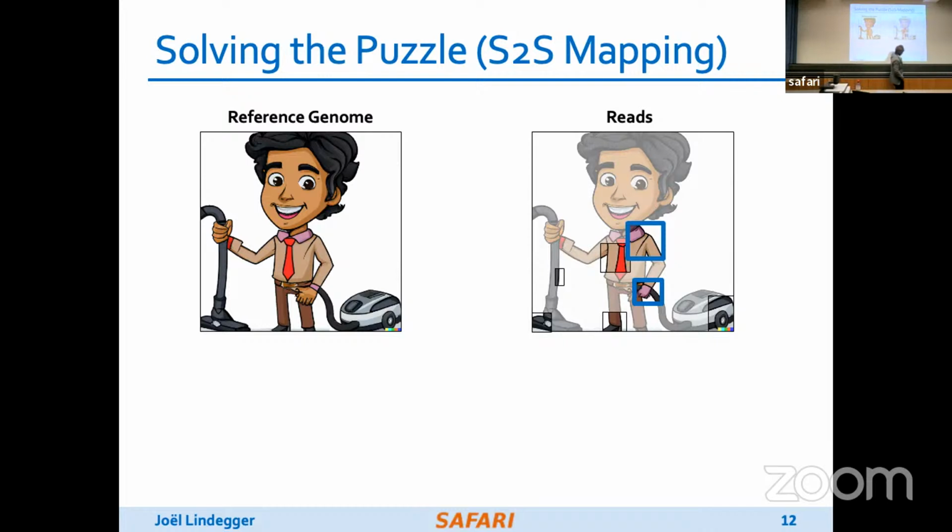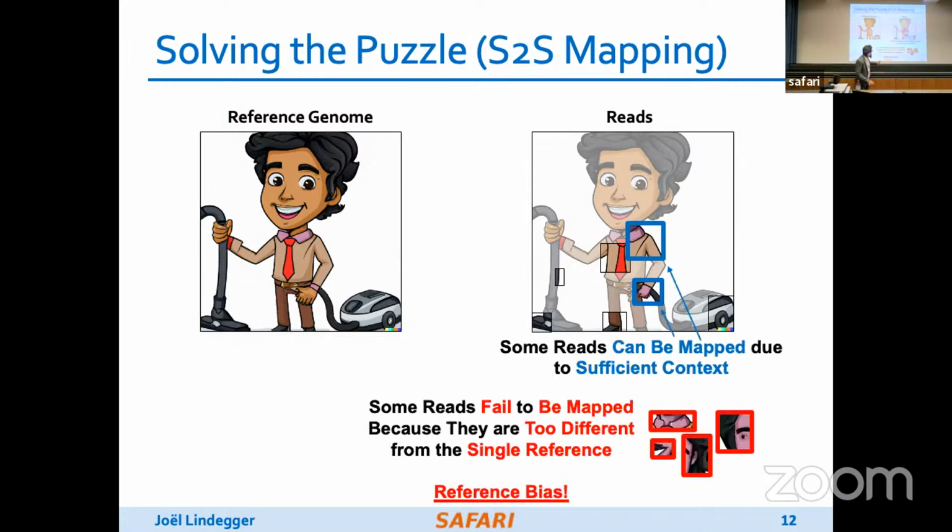So here the guy has purple hands, but we can still map it because we still have enough context that's unmodified. So part of his sleeve is still there, part of the vacuum pipe is still there, and they can deal with this purple hand fairly well. So for some of them it works, but for many of them, there's just not enough context anymore. So if most of your read here is just purple now, you have no idea where this belongs to in the original picture. And we call this reference bias.